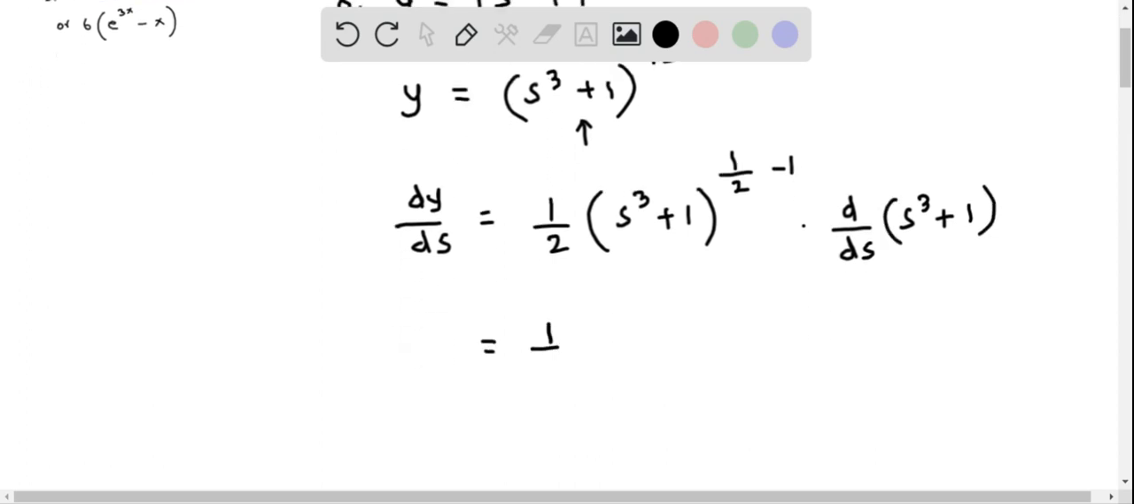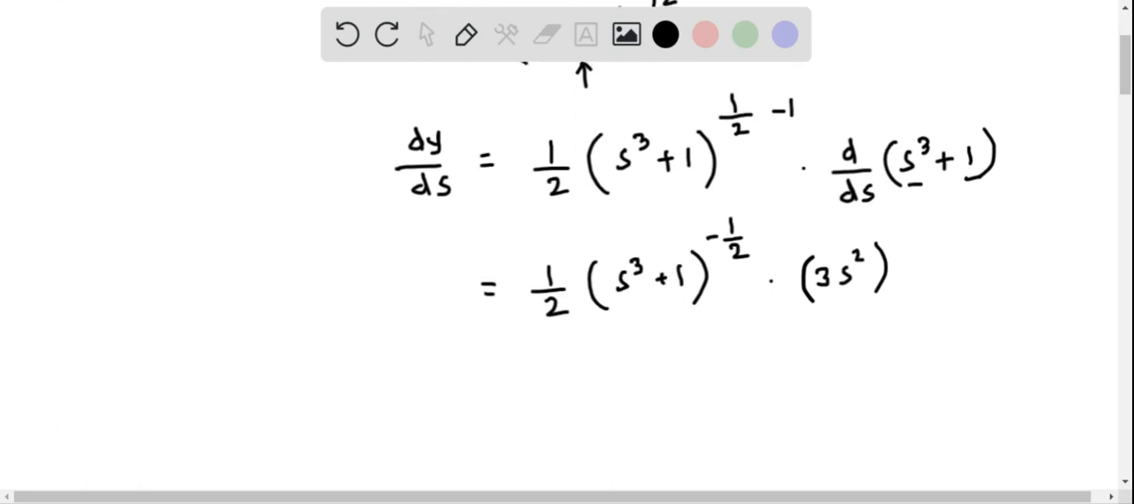And so this equals 1 by 2. This is equivalent to s cube plus 1 raised to the power of half minus 1 is negative half, multiplied with the derivative of s cube plus 1. We find the derivative of s cube using the power rule, which gives 3s squared. And then the derivative of 1, which is a constant, is 0. So here we get 3s squared.